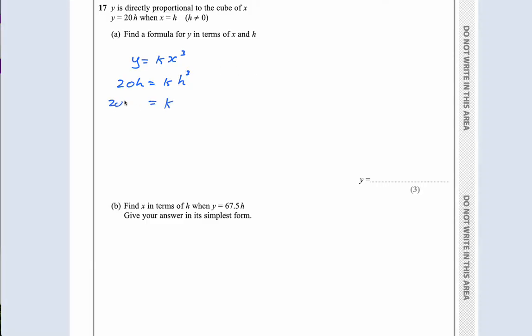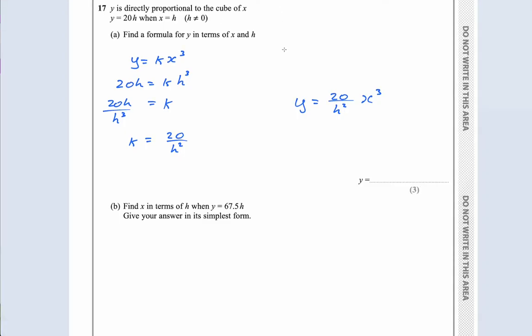K is 20h over h cubed. K is equal to 20 over h squared. The formula is then y equals k times x cubed, but k is 20 over h squared. So y is equal to 20 over h squared, times x cubed. That's the answer.